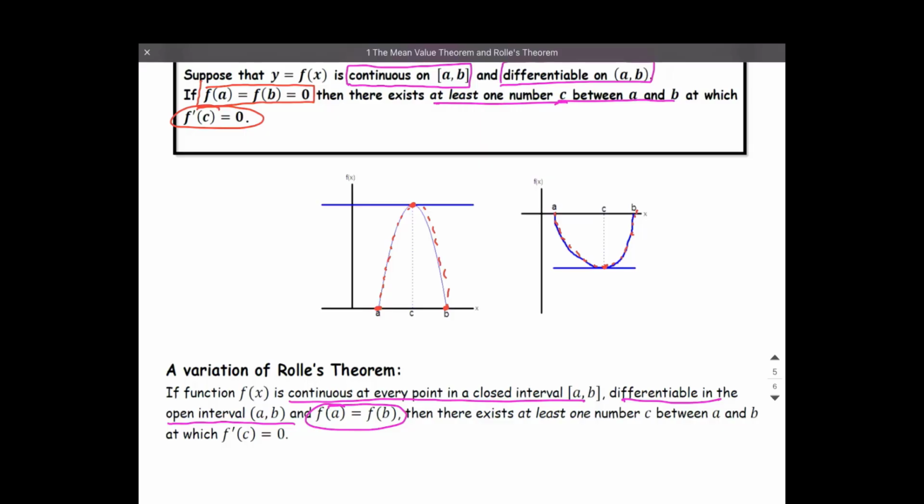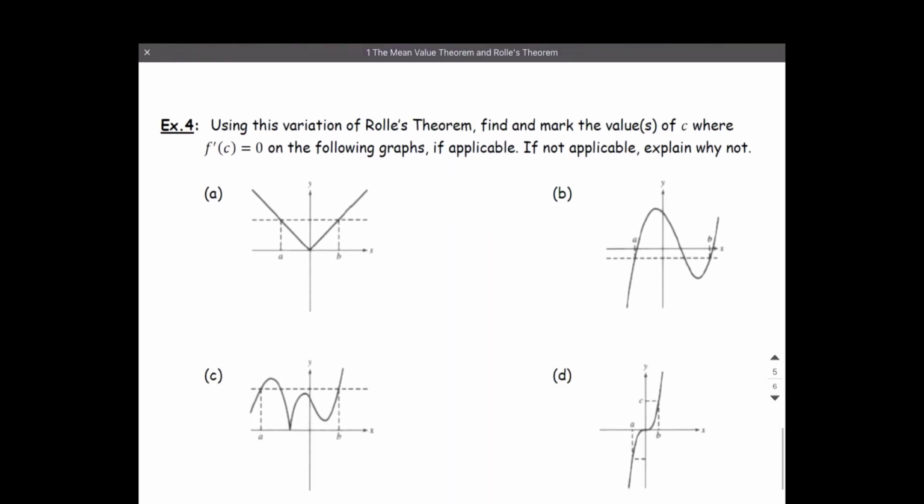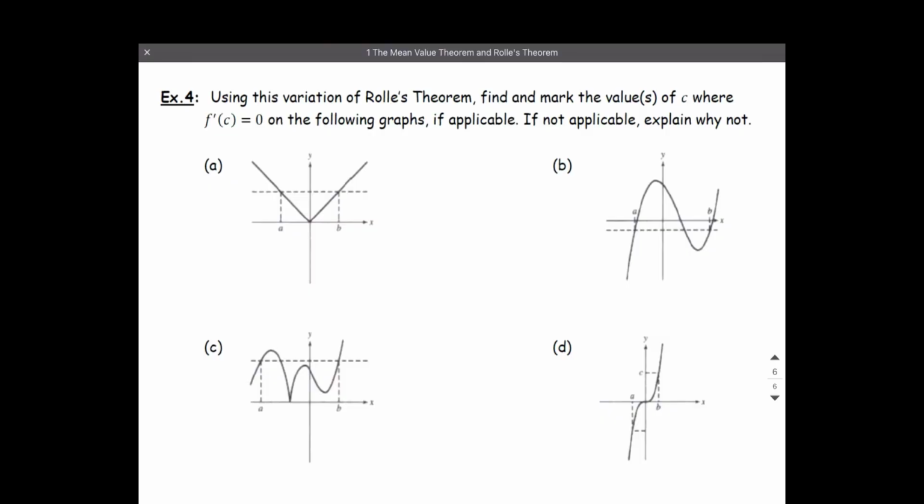Because I could take my axes, here's my y-axis, but if I shift my x-axis up here, and now my A and B are, say, negative 10, I still have the same situation. If you slide the graph translated up or down, you still have the same thing. If the function is returning to the height that it started at, it has to have a turning point. And if there's that turning point, it's a critical point where there is a horizontal tangent. Now, we're going to use this variation of Rolle's theorem.